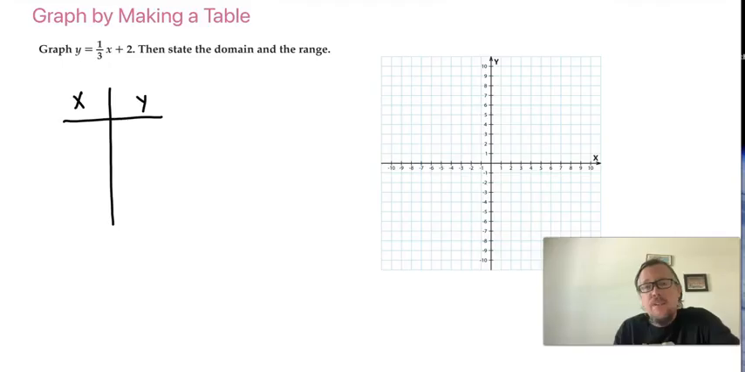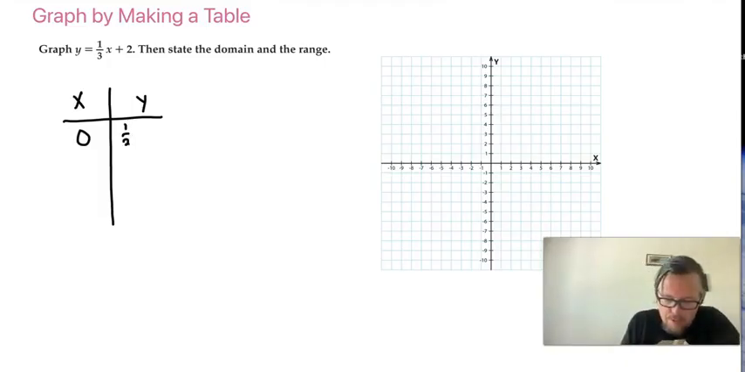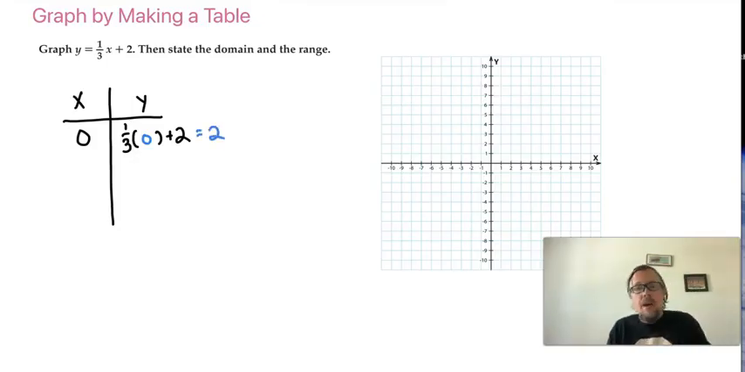And right away, the first value I like to pick for x is 0. Not only do I like to pick 0 because it's going to give us the y-intercept, but I also like to pick it because multiplying something by 0 really simplifies the problem. So our y is going to be 1/3 times 0 plus 2. 1/3 times 0 is 0, and 0 plus 2 is 2. So when x is 0, y is 2. Let's go ahead and put that point on there, 0, 2.